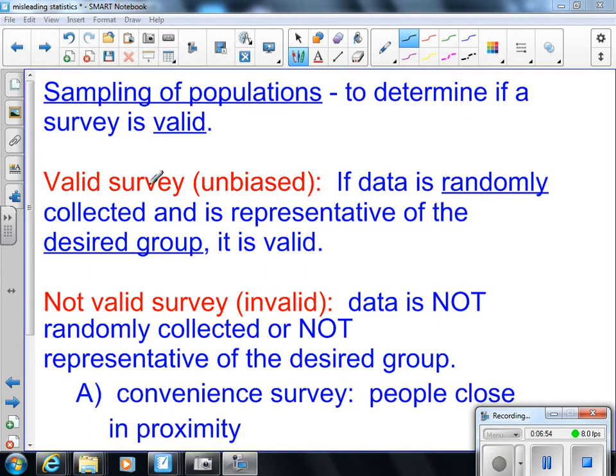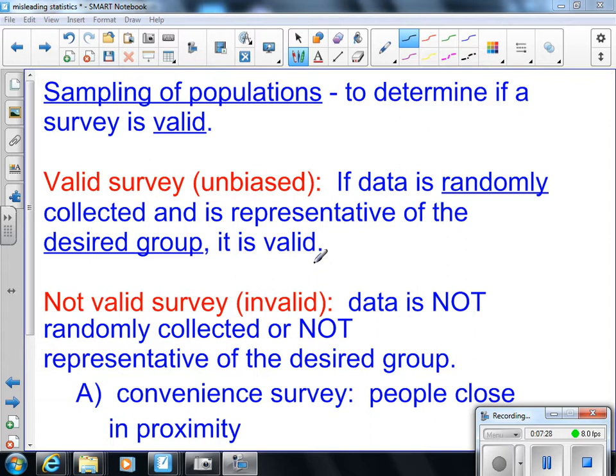Okay, so now we're going to take a look at samplings of populations. In other words, when you do surveys, we're going to try to use some information to determine if a survey is valid. In other words, is it proper? Could it be used? Is the information valid? It is a valid survey if it's unbiased. Okay, so if you see the term unbiased, that's a good thing. If you see the term valid, that's a good thing. That's what you want your survey to be. You want it to be unbiased and valid.